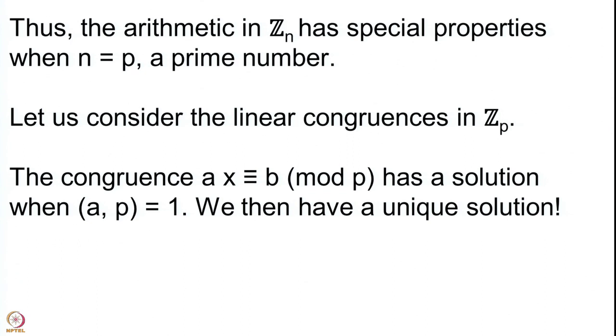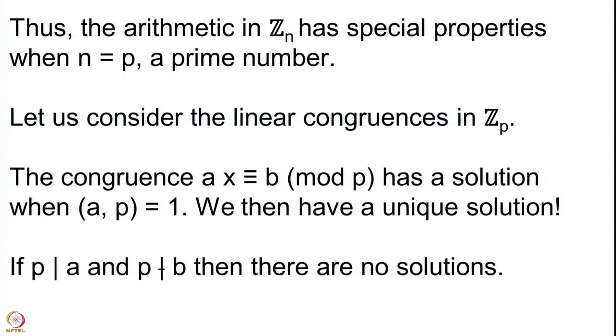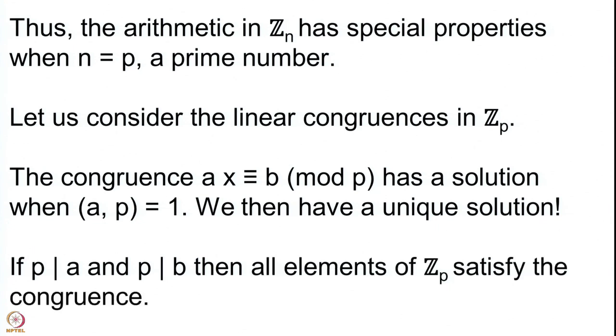And of course, because the GCD is 1, we have a unique solution. Further, if you have P dividing A but P does not divide B, then there are no solutions. So you will have 0x equal to a non-zero B mod P cannot give you a solution. If you have that P divides A and P divides B, then everything is a solution, because this is like asking for 0x equal to 0 mod P, and whenever you put anything for x, you are going to get the answer to be 0. So barring the cases where P divides A, the interesting cases are where P does not divide A, or when you are looking at the elements in Z_P, you are looking at the case where A is not equal to 0.